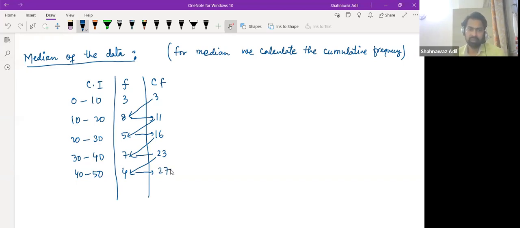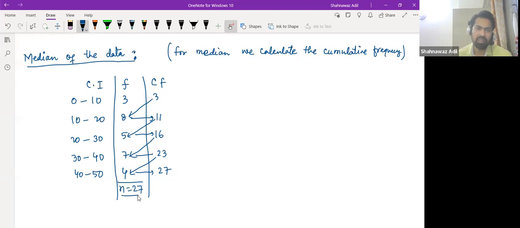Understood? Is this point clear? So we basically add diagonally to calculate the cumulative frequency. Clear, Rifa? Okay. So what is the total sum? The total sum of the frequency is 27, and we call that n. So n is equal to 27.